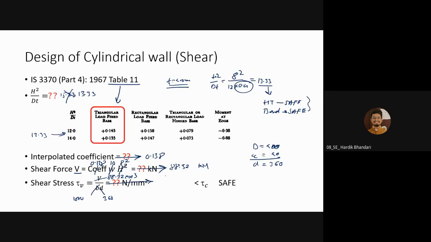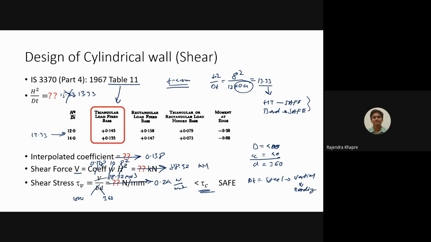0.24 Newton per mm square, and this has to be less than the tau c value. The tau c value depends on the percentage of steel, and for the steel percentage you have to take the vertical steel. Vertical steel means what? The steel we have designed for bending.